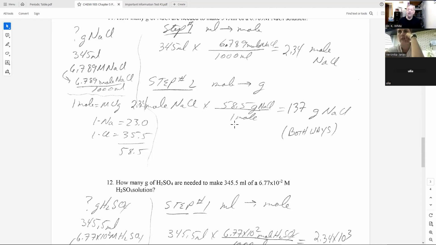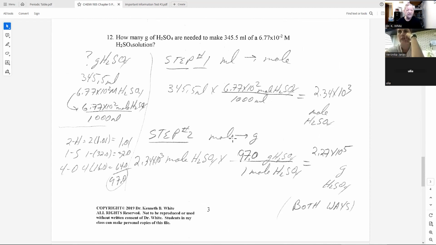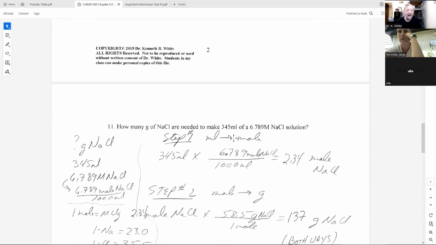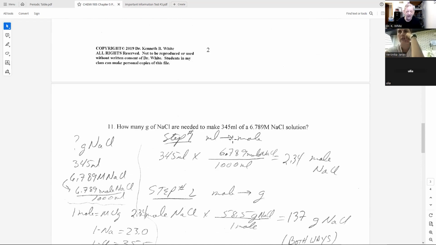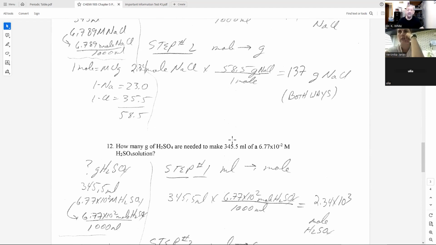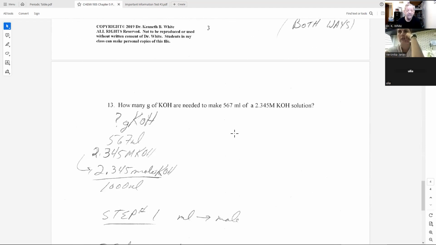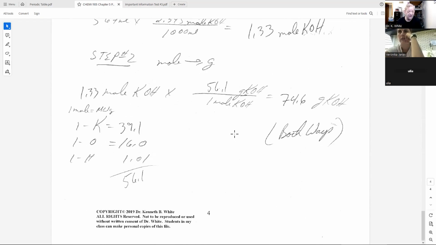Therefore, I calculated both ways, rounding off at each step and rounding off at the end. If you notice, I have here both ways. That means if you round off at each step or at the very end, you get the same answer in this case. And same thing for number 12. I'd highly recommend you look at problems 10, 11, 12, and 13 for test number 3. Wow, I gave you a lot of practice problems.